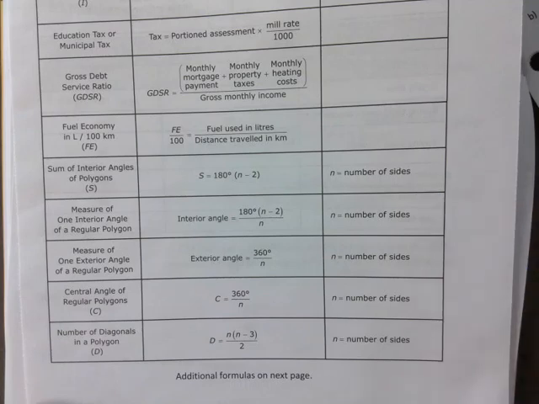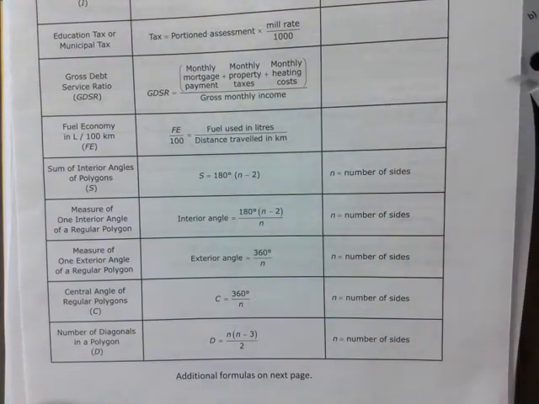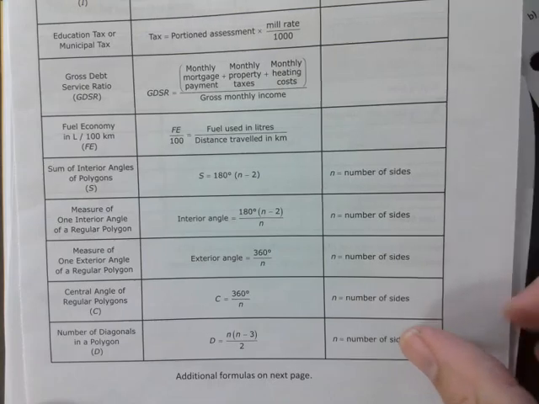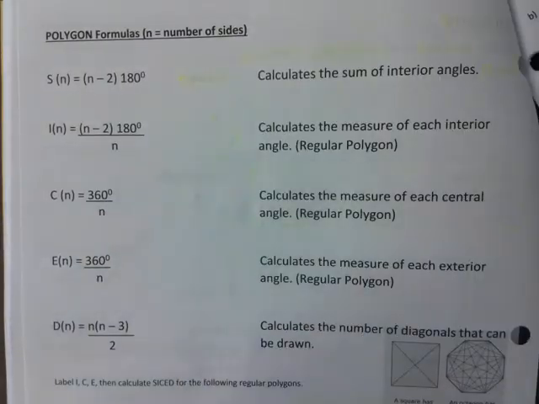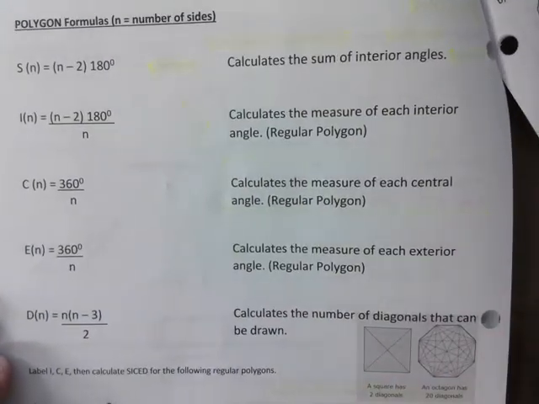Or if they tell you a 7-sided polygon, calculate this. Oh, interior, exterior angle, which one do you want me to do? Just plug in n into that and then you're good to go. Okay? So you don't need to copy this onto your study sheet. You just need to know what they are.